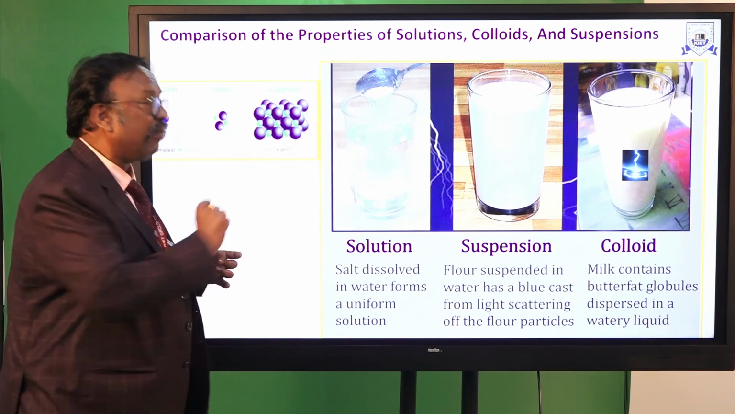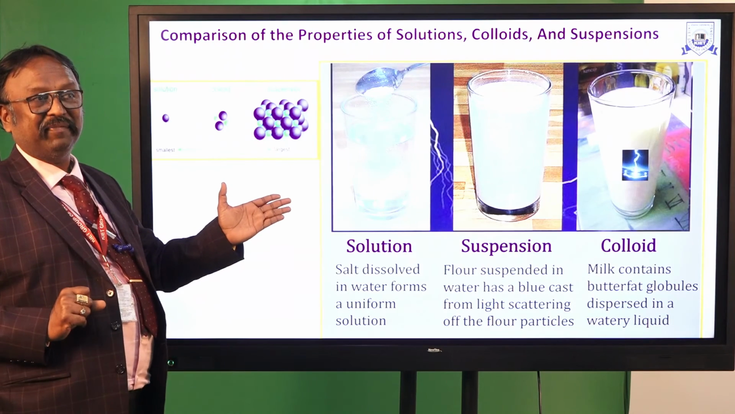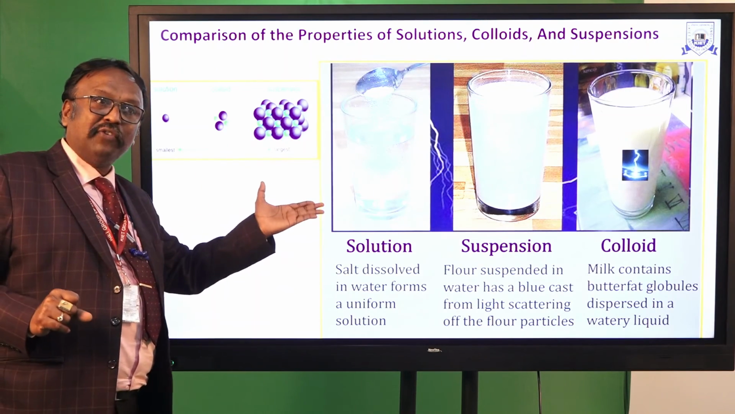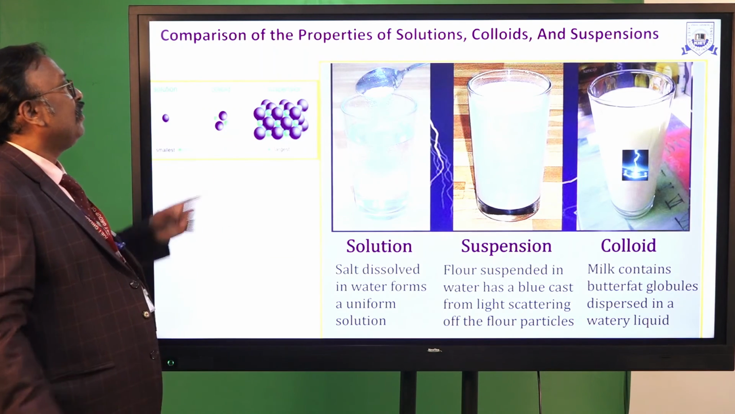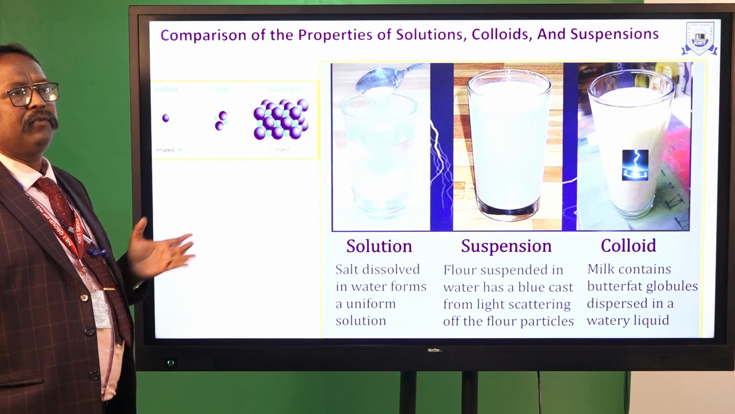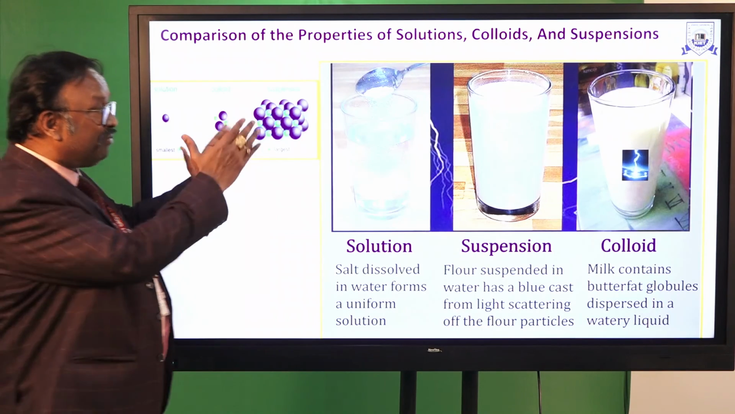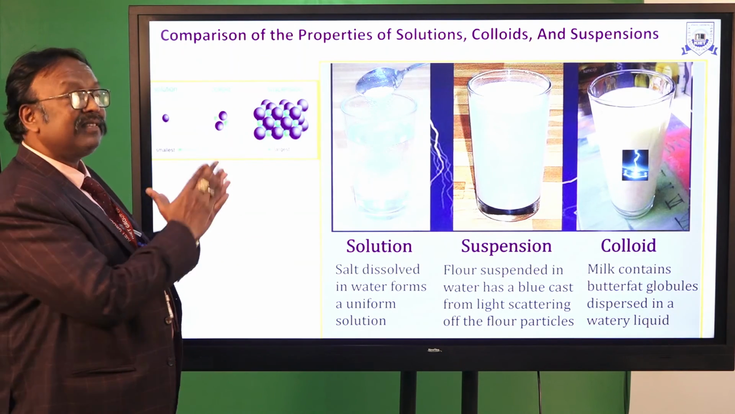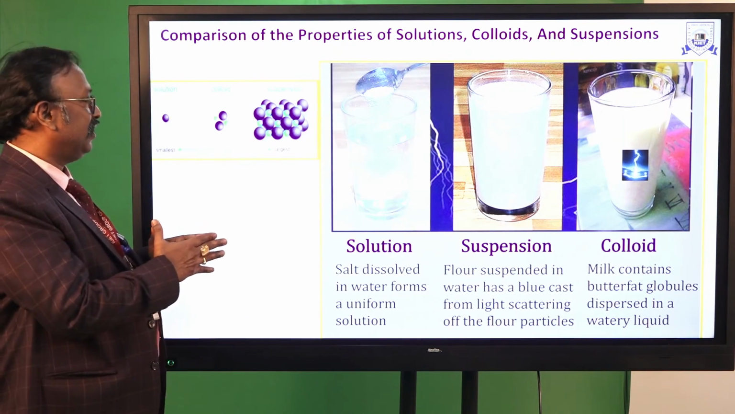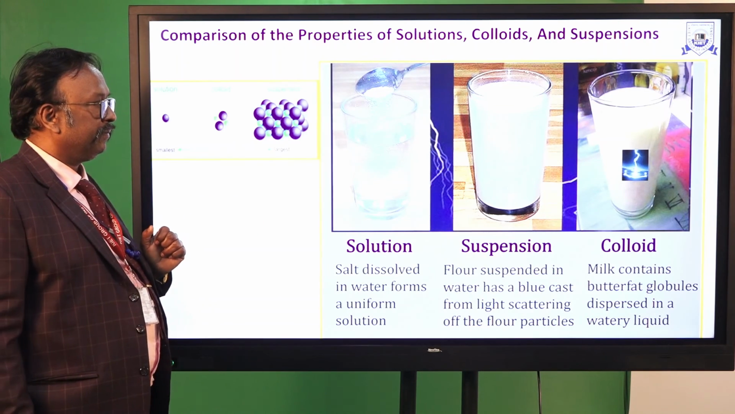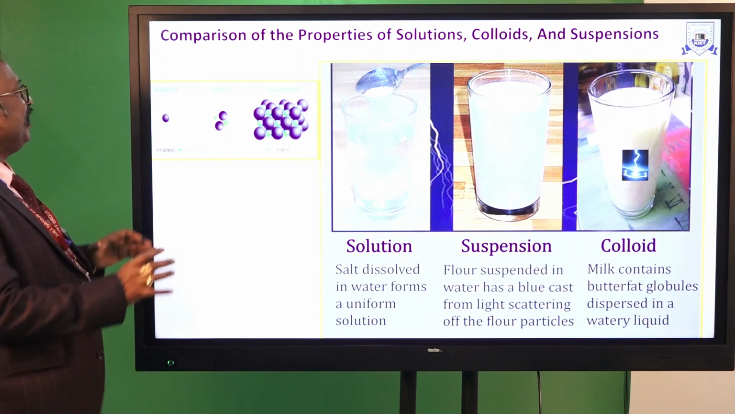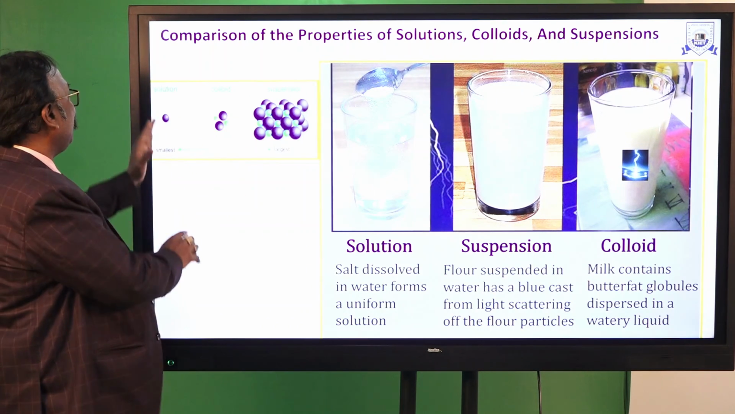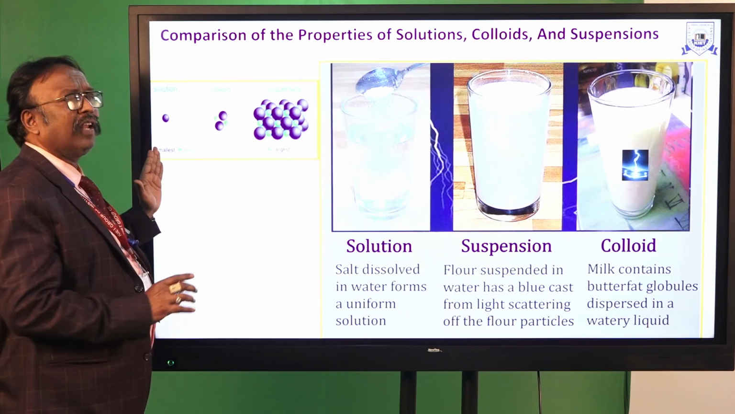This is the example of our differentiation. In the previous slide we saw the particle size differentiation between solution, colloids and suspension, but here we are giving examples. This is the differentiation between the solution, suspension and colloids. In the particle size range, you see the solution has the smallest particles.